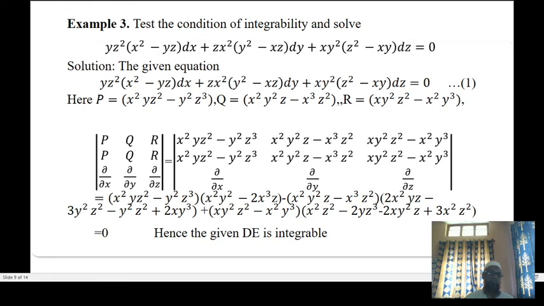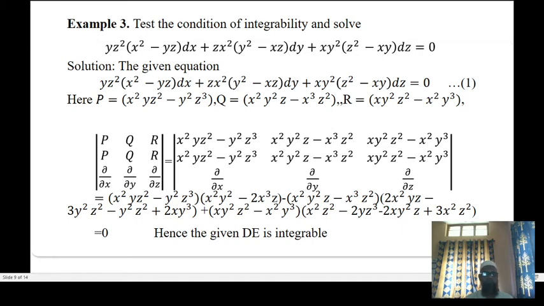P Q R, del by del x, del by del y, del by del z. Here substitute these values: x square y z square minus y square z cube, x square y square z minus x cube z square, x y square z square minus x square y cube. Again P Q R, so del by del x, del by del y, del by del z. So x square y z square minus y square z cube and x square y square minus 2x cube z.